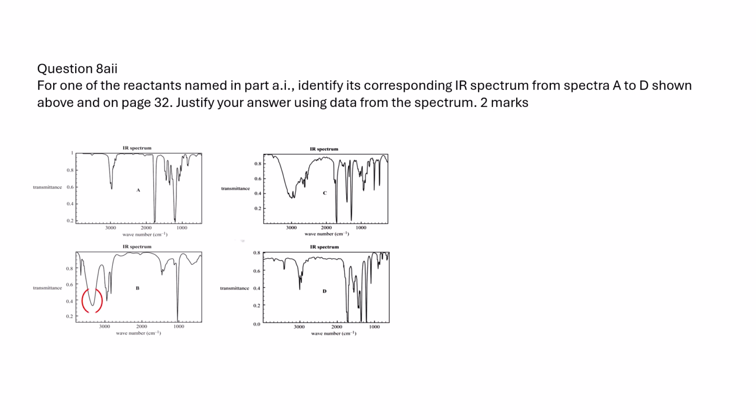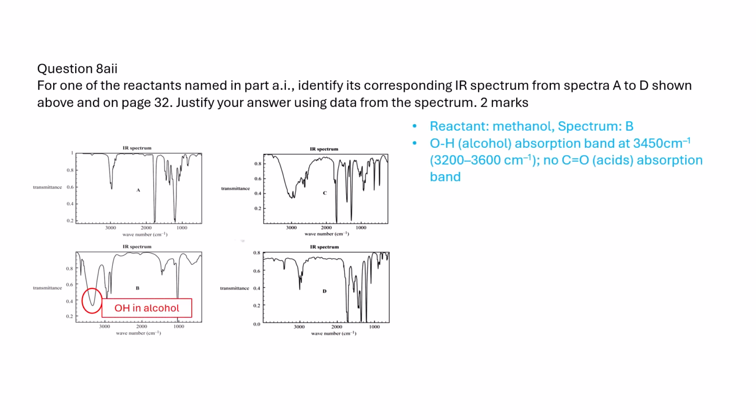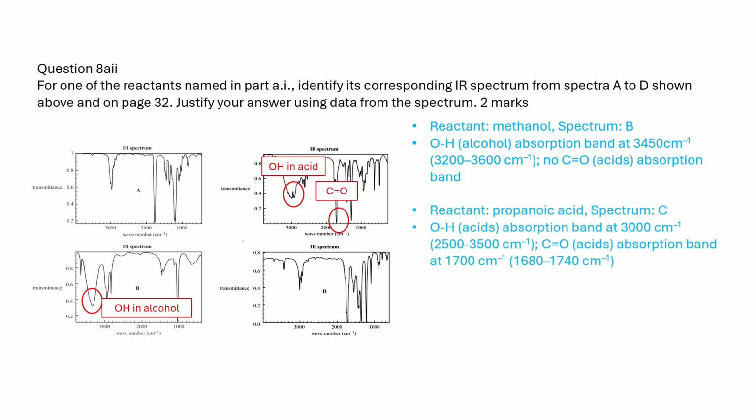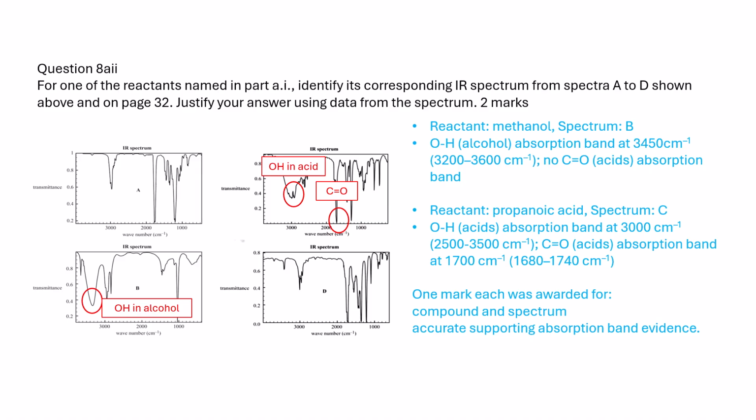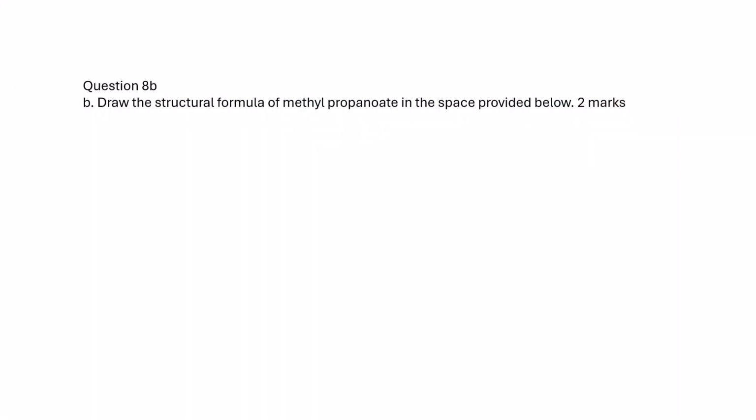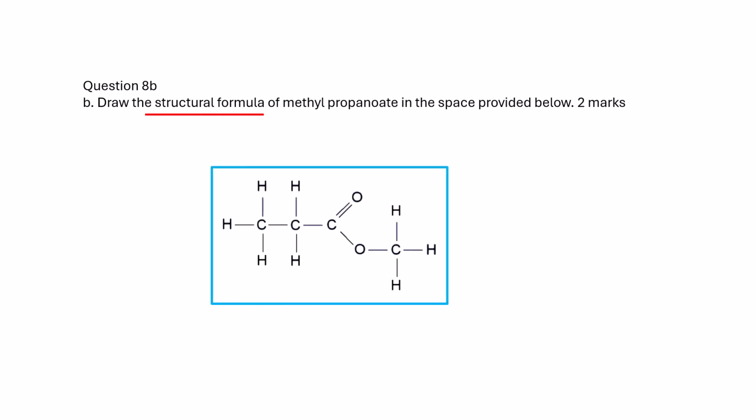Methanol has one OH, so the IR of methanol should have a narrow peak at 3500. Spectrum B shows an absorption at 3500. Propanoic acid has a carboxylic acid group, so there is a broad peak between 3200 and 3600 and a narrow peak at 1700. Spectrum C has these two peaks. Since the structural formula is asked here, all atoms and bonds must be drawn out.